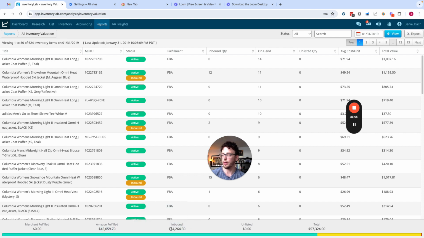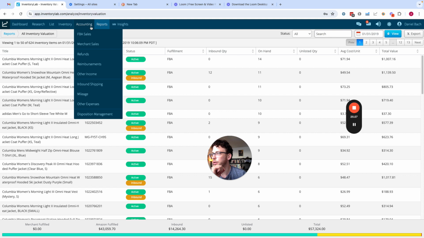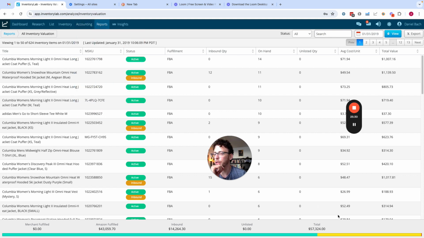Followed up with, I had inbound inventory of $14,264.30, so it was shipping to Amazon at that time. And unlisted. This would be like any inventory that you bought but not yet uploaded to Inventory Lab. You would add it there manually through this section over here. But anyway, $57,324 total inventory valuation on January 31st, 2019.